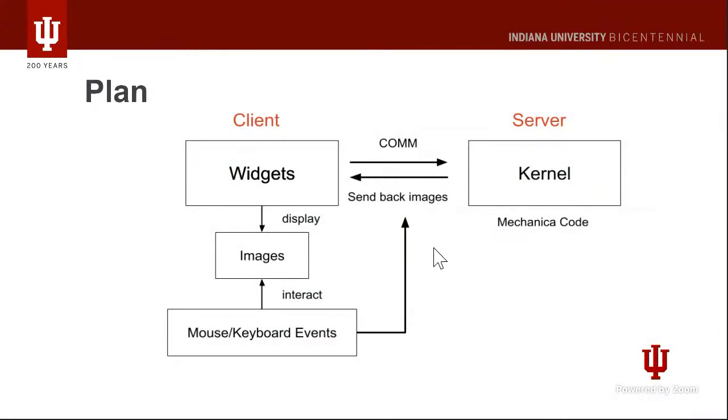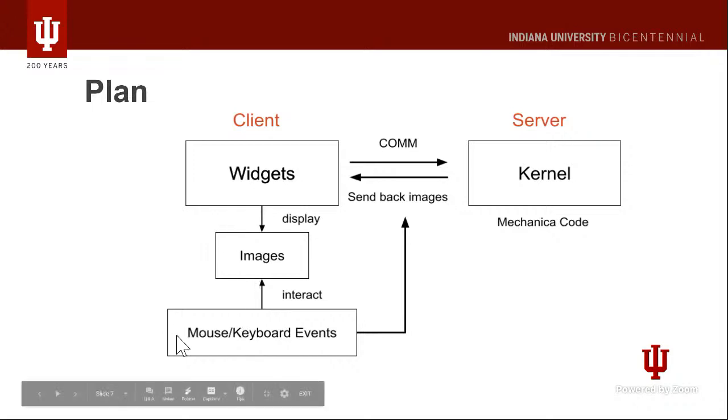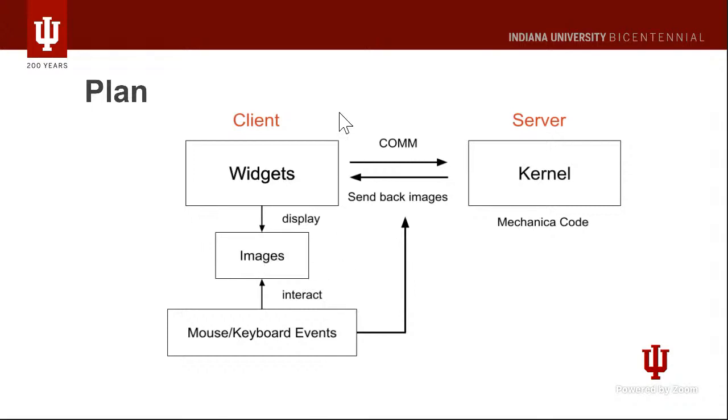So this is our plan. Our plan is to use the Python widget to create our custom widgets in order to fetch the image generated from the kernel, like inside the mechanical code here, and we will display the image inside the widgets. We also want to use mouse and keyboard events to interact with the image, so we can view it, change the angle, rotate it and play with the image inside the widgets here.